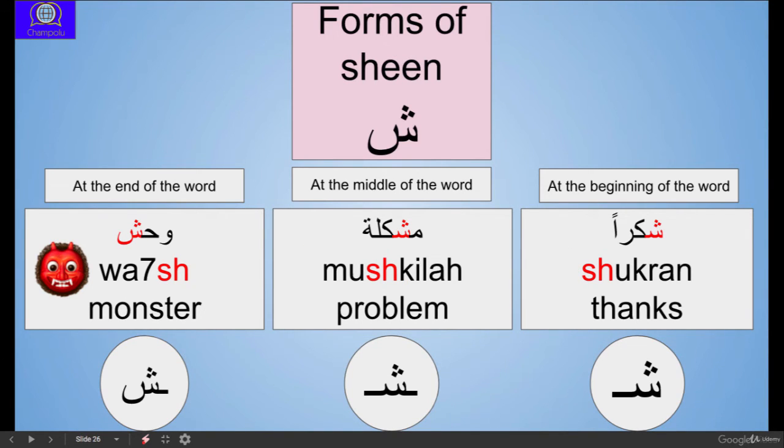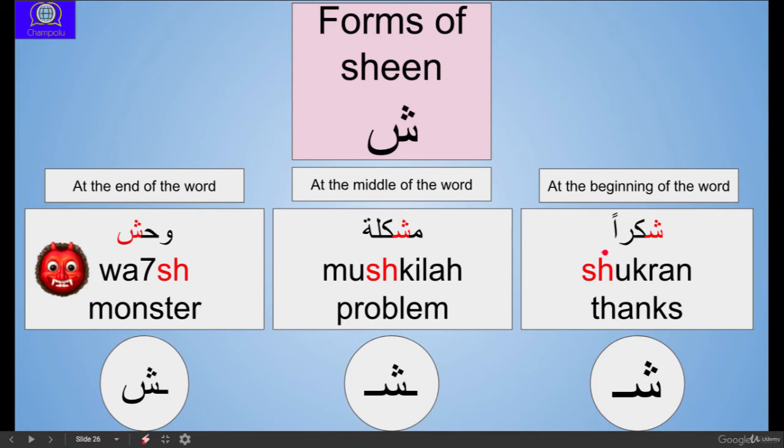Moving on to the letter Sheen, which corresponds to the sound sh, like in the word she or should in English, you'll find that it follows a very similar pattern in terms of shape to the letter Sin that we have seen before, except that it has these 3 dots. These 3 dots are something that we've seen in a previous letter. Can you remember which one it was? Exactly, it was the letter The. So this letter takes also a separate form, initial form, medial form, and final form.